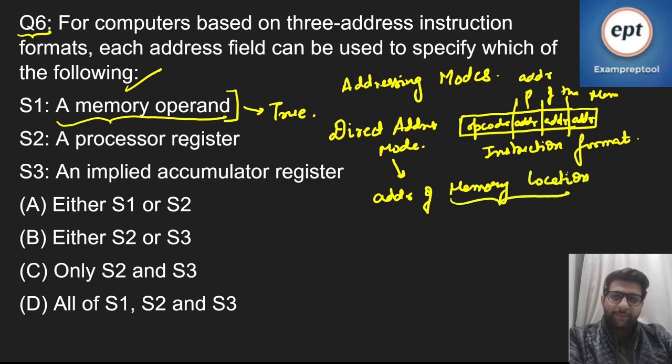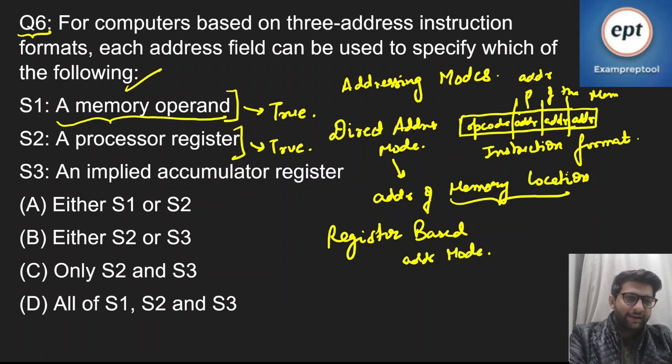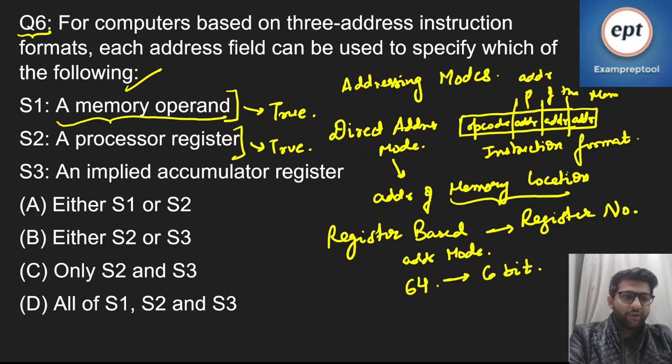And S2 is saying a processor register. So this is also true, if we are using register based addressing mode. For that, in the address field, the register number will be stored. So if the computer has 64 different registers, that means 6-bit information will be stored in this particular field, right? The third is saying an implied accumulator register.